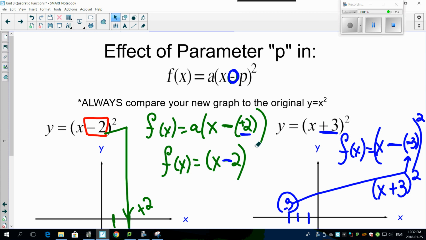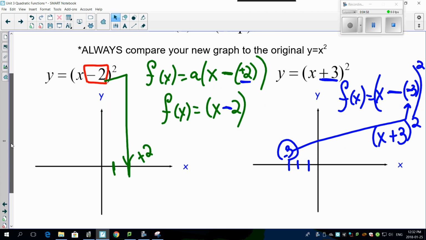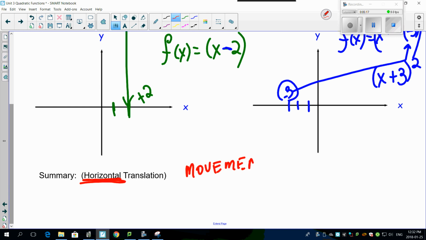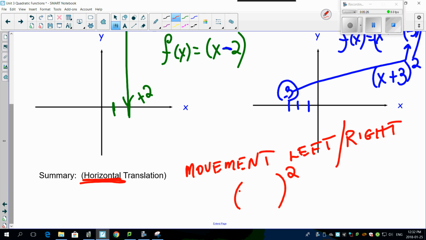Oh boy, that's going to get us, right? Well, no, let's just be smart. We'll play around with a few more things and see what happens. But now we're not talking about vertical translations anymore. We're talking about horizontal translations. So moving things left and right, okay? So this is a movement left and right, all based on a value inside the squared. And remember that negative flips everything.